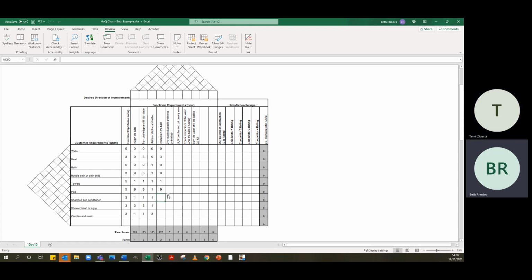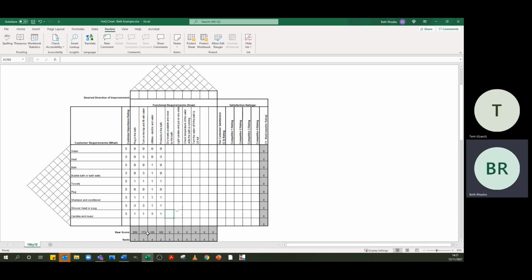And then you've got shampoo and conditioner. Oh, yeah, 9 because they're a product. They are a product, but you don't put them in the bath, do you? No. Okay. You put them on yourself, not in the bath water. Yeah, so 1. Shower head and or jug? 1. Candles and music? 1. Okay, fab.